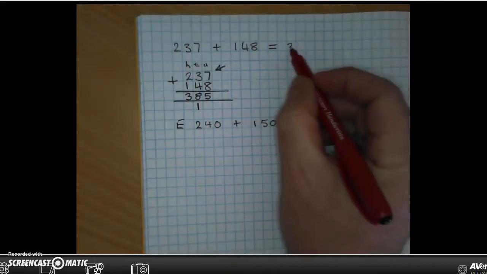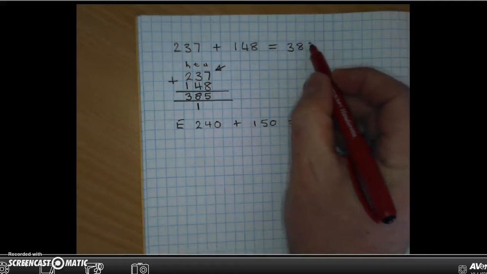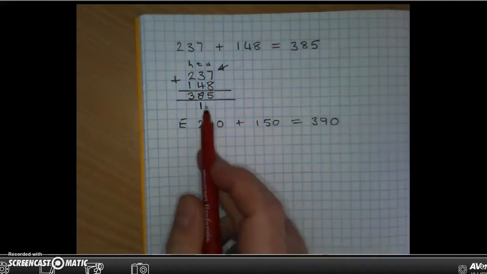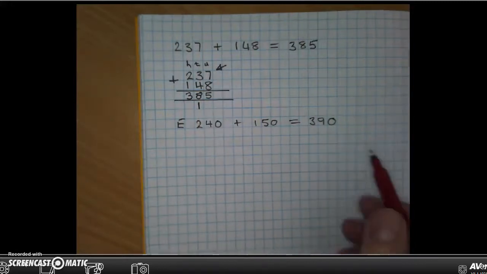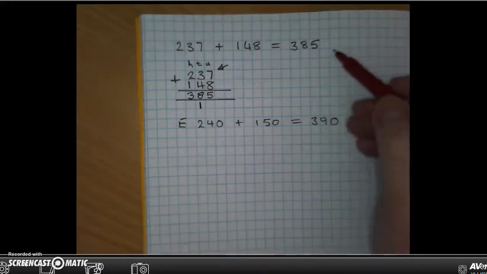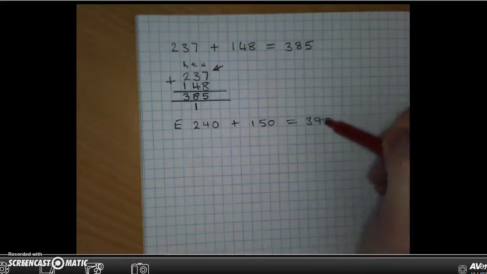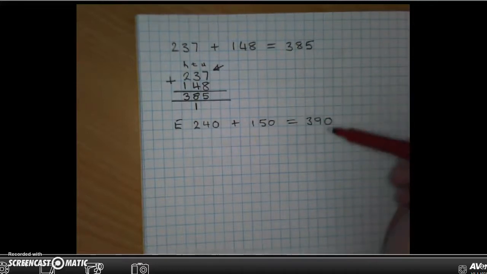Do write the estimate at the top as well, because that will stop you making big mistakes and getting answers in this method that are nowhere near the correct answers. Does my answer look about right? Yeah, 385 is approximately 390. It looks like I'm in the right area.